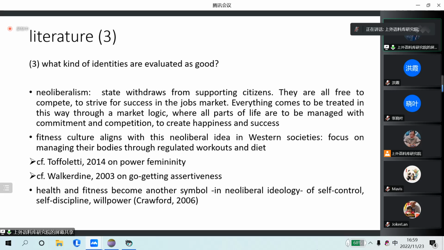It aligns with this neoliberal idea in Western societies, where there's a focus on managing a female's body through regulated workouts and diets. Some examples are Ortofoletti, who talks about power femininity, if you're interested in this, and Walkerdine, who talks about go-getting, striving for success, assertiveness. It's an attitude you should have. So health and fitness become another symbol in neoliberal ideology of self-control, self-discipline, and willpower. Fitness is no longer about health or working out. It's a way of life. It's a lifestyle.